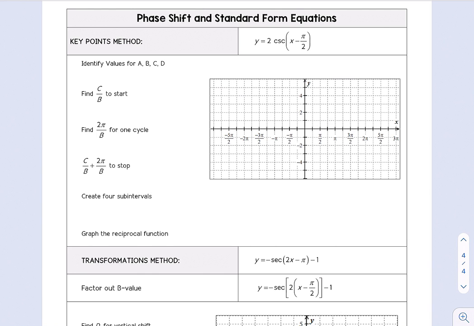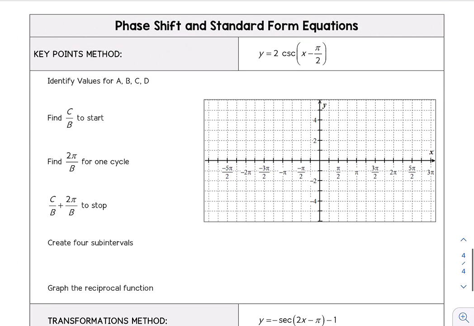So our first example we're going to use is shifting. So we have 2 cosecant of x minus pi over 2. So we have a phase shift of pi over 2. So we want to make sure that we incorporate that into our graph as we move it forward here. Using the key points method, this is how it would go.